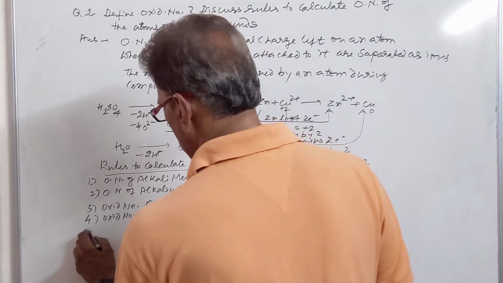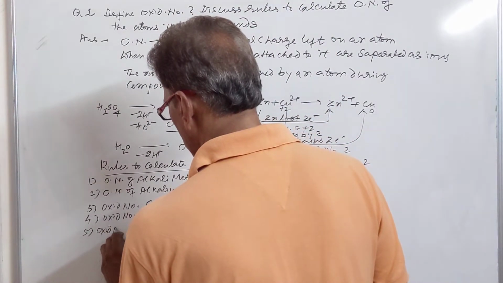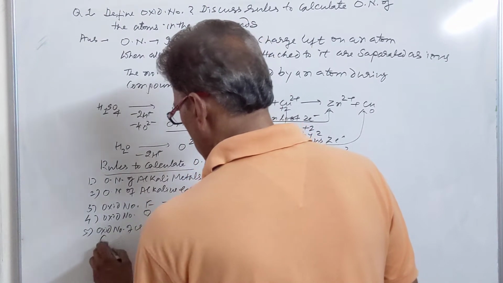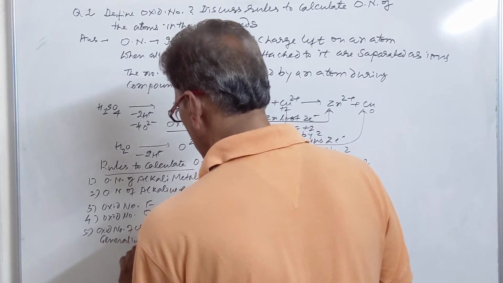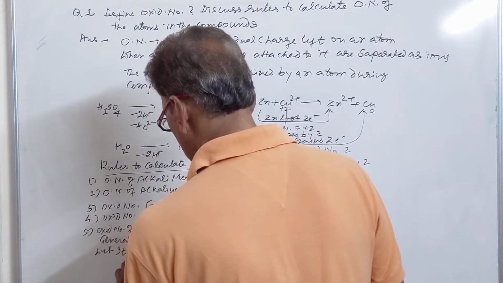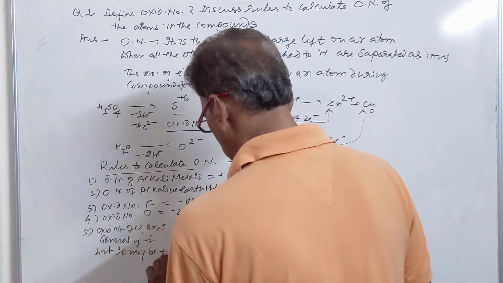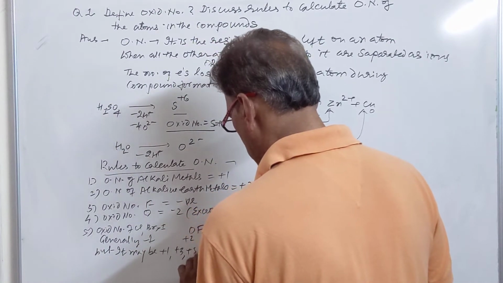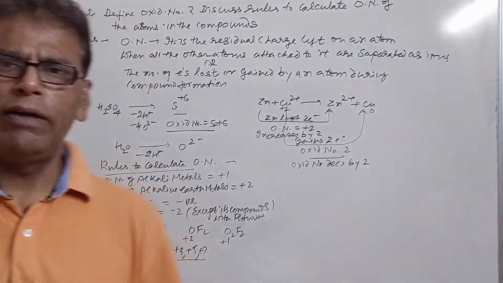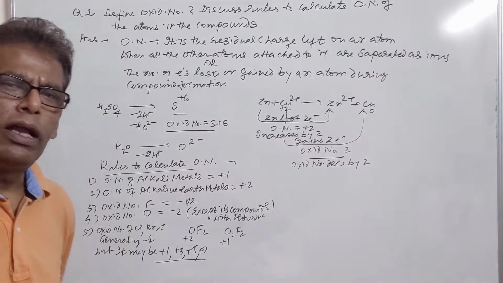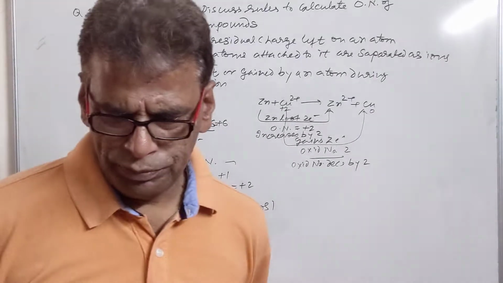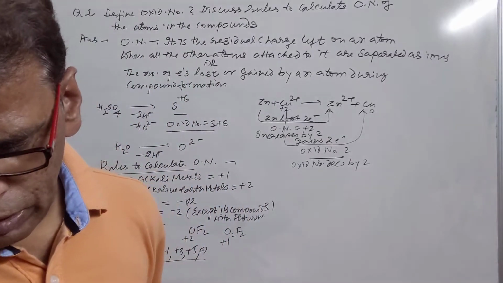Oxidation number of halogens Cl, Br, I is generally -1, but it may be +1, +3, +5, +7 when they share 1, 3, 5 and 7 electrons with the electronegative atoms.